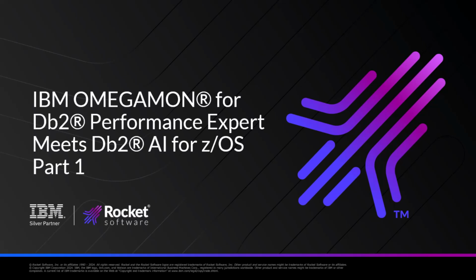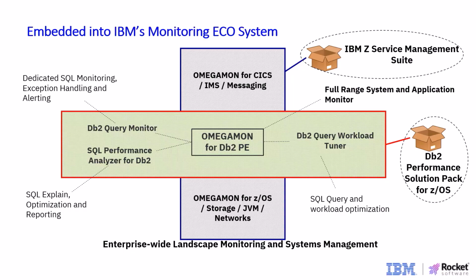to go down to SQL level and each single Db2 event details. It's integrated with other OMEGAMON monitors like OMEGAMON CICS, but also with other Db2 performance tools like Db2 Query Monitor, Db2 SQL Performance Analyzer, Query Workload Tuner, and Data Studio.